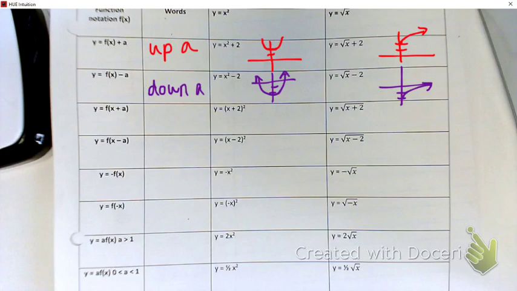Okay. What does f of x plus a, like x plus a in parentheses, mean? Right. It's not right, it's left, because when we were doing these, we noticed that they were opposites. So it's left a. So if I'm going to do this one, I'm going to go left 2, and then I'm going to draw my parabola.